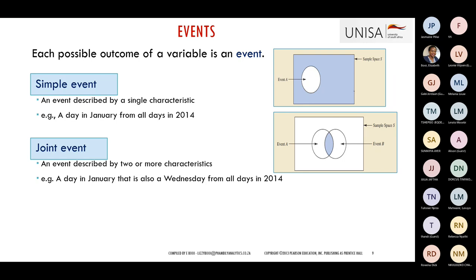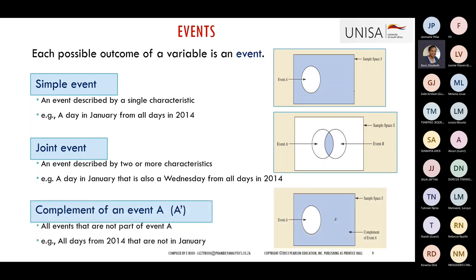Another example is having an education and working. Those are two events that can happen. Having an education can be one event. Working will be another event. So there will be two. It's a joint event because someone can have an education and not be working. Another person can have no education but work. Another person can have no education and no work, and so on. So a joint event is when you create two or more characteristics.